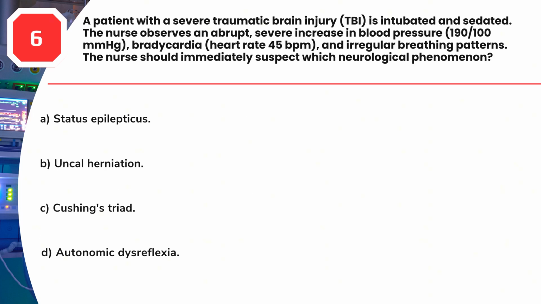Question 6. A patient with a severe traumatic brain injury, TBI, is intubated and sedated. The nurse observes an abrupt, severe increase in blood pressure, 190/100 mmHg, bradycardia, heart rate 45 bpm, and irregular breathing patterns. The nurse should immediately suspect which neurological phenomenon? A. Status epilepticus. B. Uncal herniation. C. Cushing's triad. D. Autonomic dysreflexia.